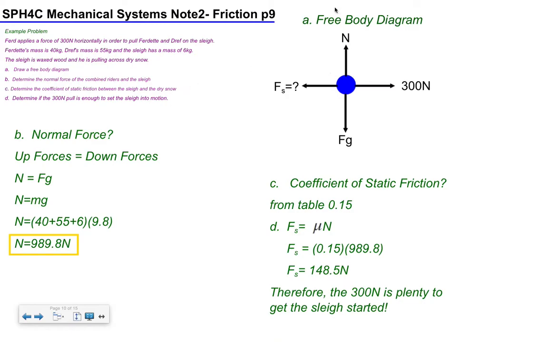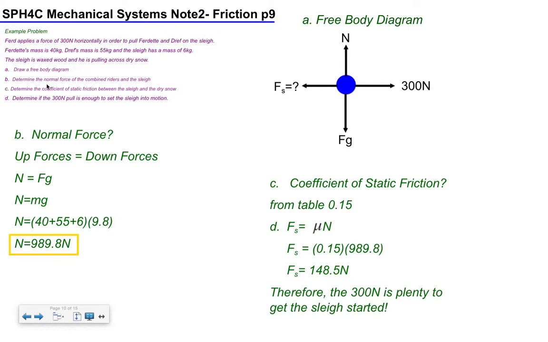So, first of all, the free body diagram. Here we go. So there's the sleigh. Got gravity down, normal up. There's Ferd's pulling of 300 newtons. And the question is, what is Fs? So there's our free body diagram.